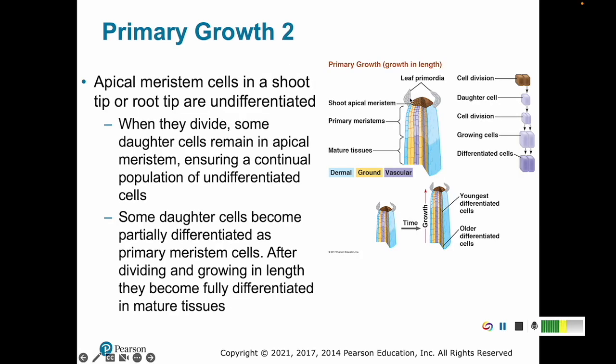The apical meristems in a shoot tip or in a root tip are undifferentiated. That means they haven't been specified to be one type of cell, and as such, when they divide, the cells that they produce can then differentiate into whatever type of cell they are. When they divide, some daughter cells will stay in the apical meristem to make sure that there are always some undifferentiated cells here to allow the plant to continue growing. But some cells will start to get differentiated as primary meristem cells. And then after they grow, they become fully differentiated into mature plant tissues.